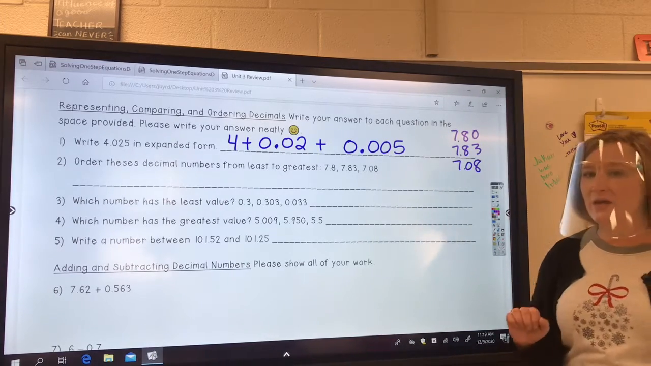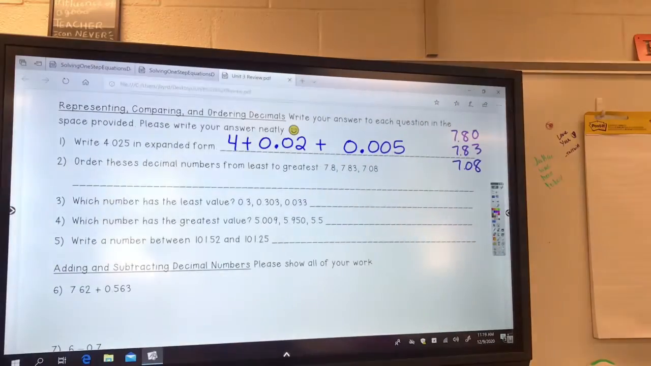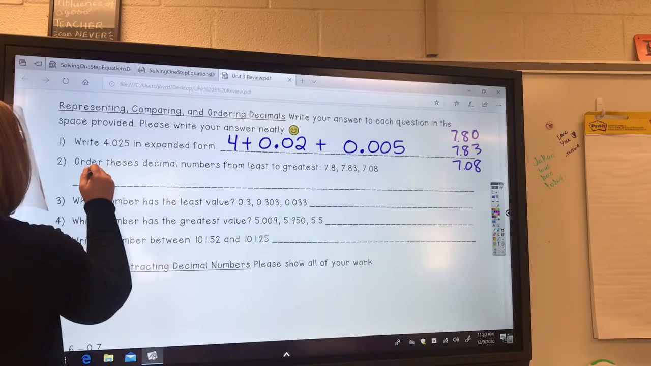Can I compare the ones place? No, because they're all a 7. Can I compare the tenths place? Yes. Two of them have an 8 and one has a 0. So what's going to come first? 7 and 8 hundredths.